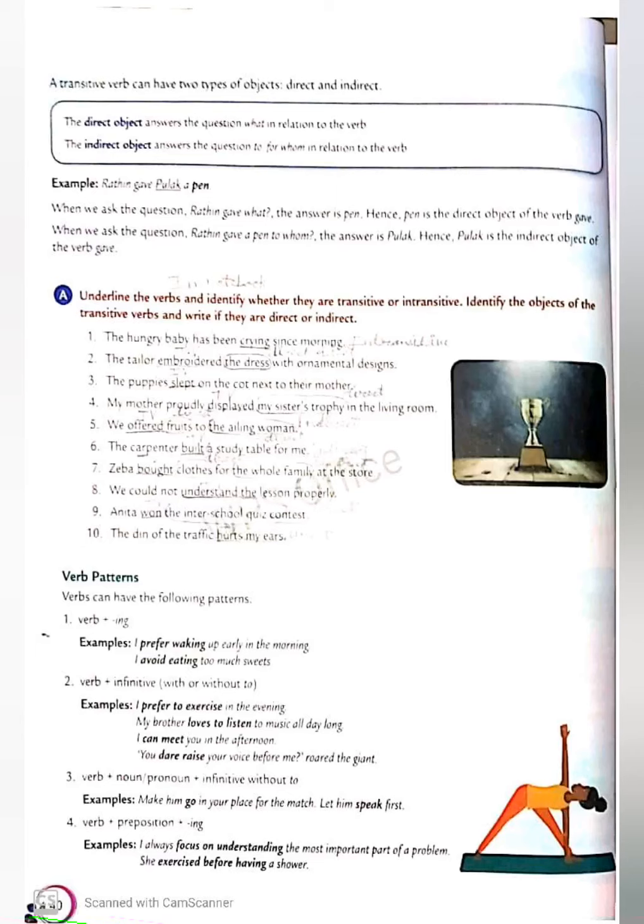Next pattern is verb plus preposition plus ing. I hope you remember the chapter prepositions, students. Prepositions are the words which tell you the position of a noun in the sentence. You can see this type of pattern in your sentences also, like she exercised before having a shower. Here exercised is the main verb in the sentence, before is your preposition, and then you have an ing form of the verb. So this shows that this is another pattern of using a verb.